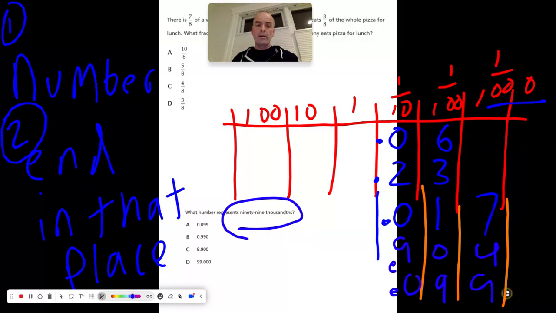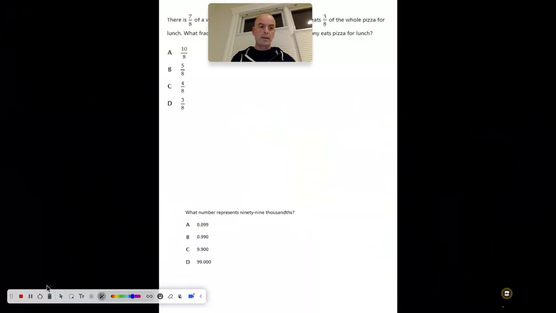So it's 0.099, okay? A lot of you on the quiz, I can't remember the exact number, but it was like 89 thousandths. You wrote it as 809 thousandths or 890 thousandths, but it was 0.089, okay? So I felt like this was a good problem to work on. Moving on.